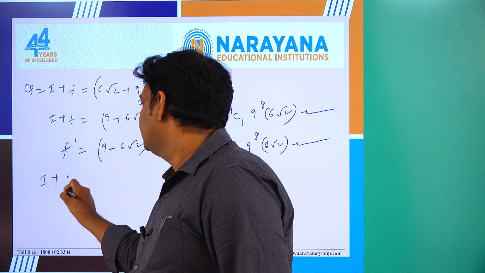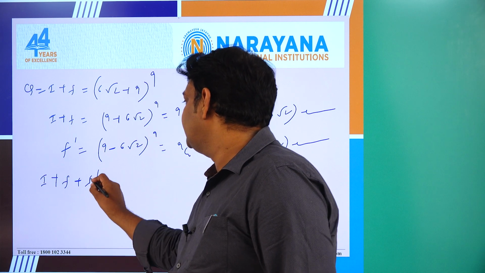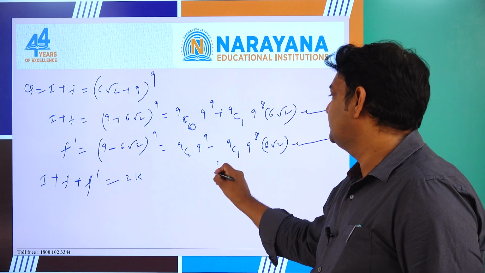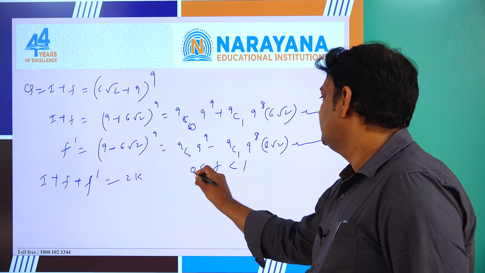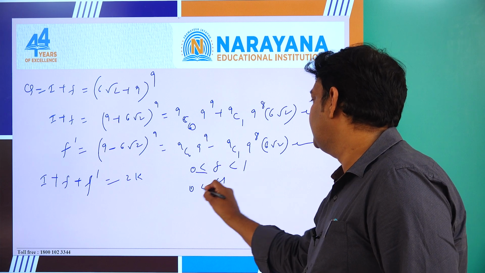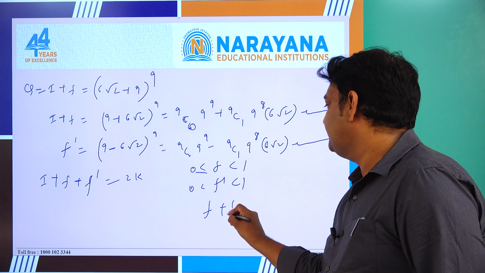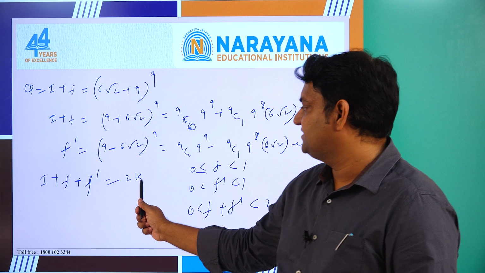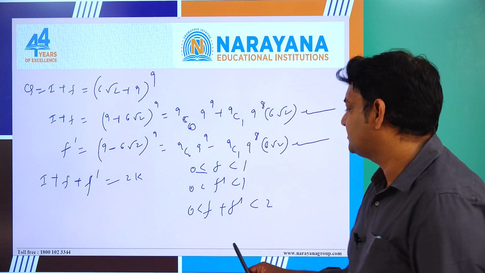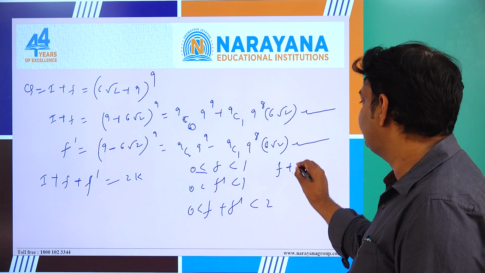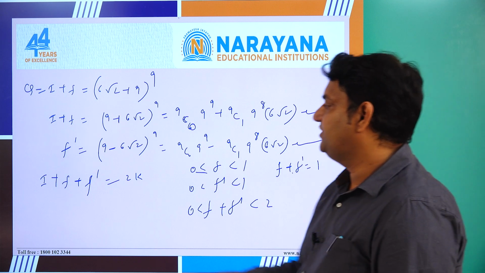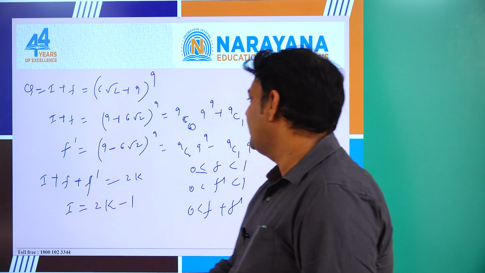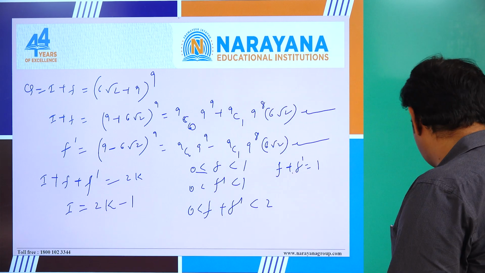What will you get? I plus f plus f dash, you will get some 2k. Again, as you know, f lies between 0 and 1 and f dash lies between 0 and 1. So f plus f dash lies between 0 and 2, but as we can see that I is an integer, f plus f dash must be an integer. So the only possible value of f plus f dash is 1. Substitute here 1, so you get the value of I as 2k minus 1, which means the greatest integer of q is odd.